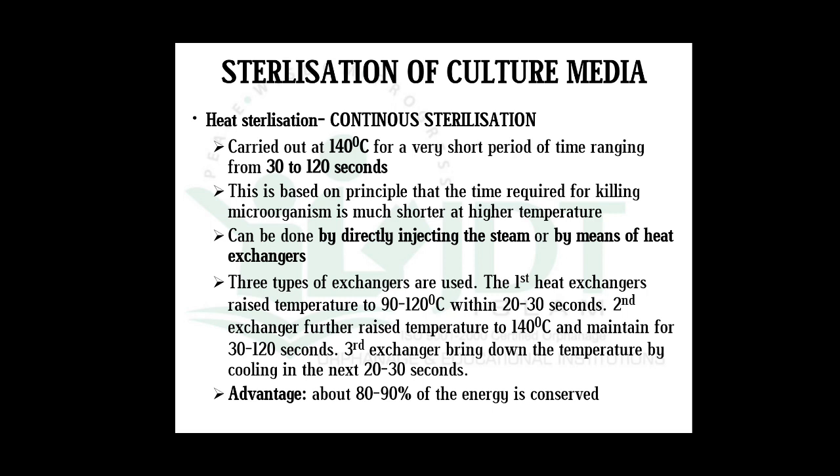Three types of heat exchanger are used for the continuous sterilization. The first heat exchanger raises the temperature to 120 degrees Celsius within 20 to 30 seconds, and the second exchanger further raises the temperature to 140 degrees Celsius and maintains it for 30 to 120 seconds, and the third exchanger brings down the temperature by cooling in the next 20 to 30 seconds. So this is the usual procedure for the continuous sterilization process.